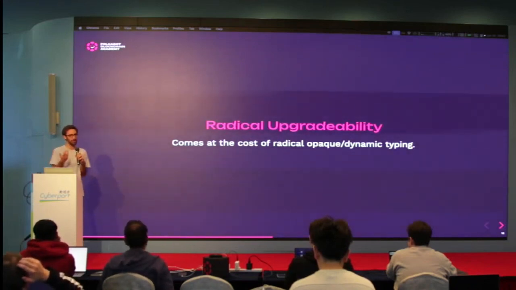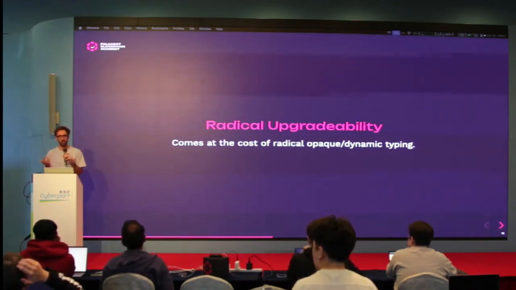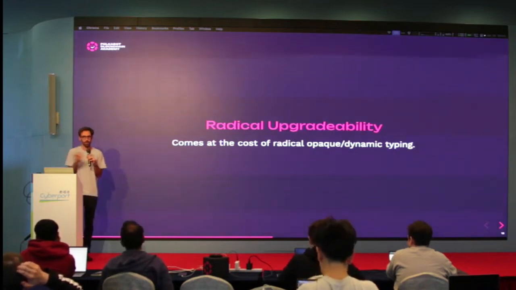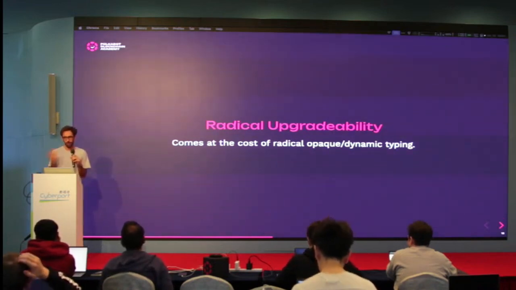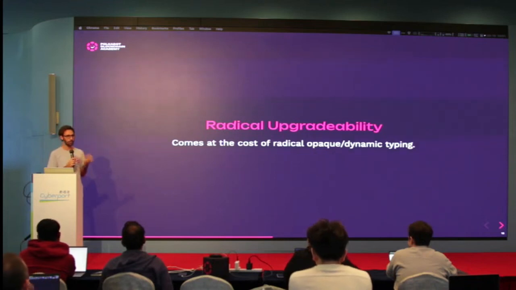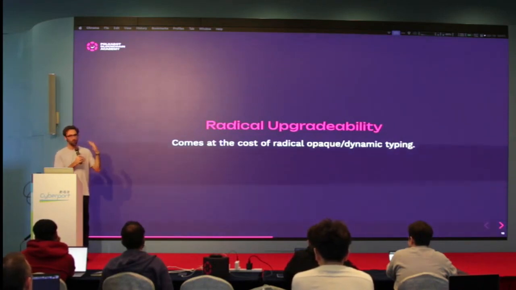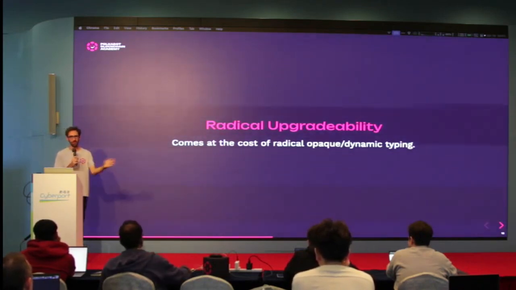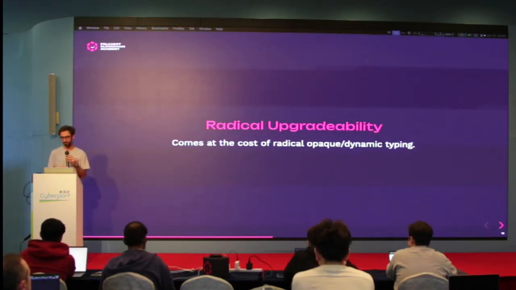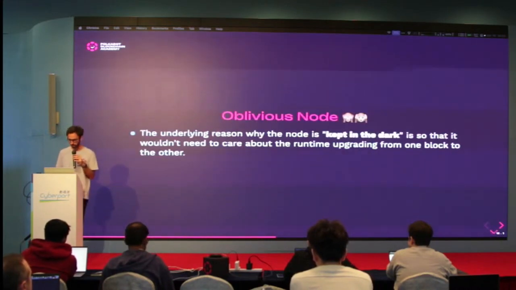Everyone was used to this notion that a blockchain is launched once and everything is static in it forever. Or that was the default. So I think it's an interesting observation that when you choose the path of radical upgradability, it also comes at the cost of all these opaque types, and you need this metadata and so on. So it's a trade-off, but it's an interesting one.